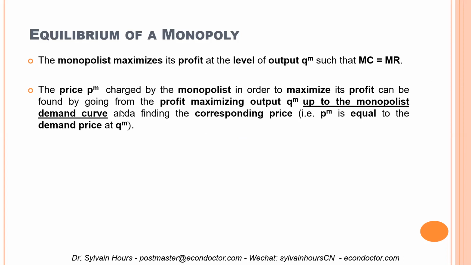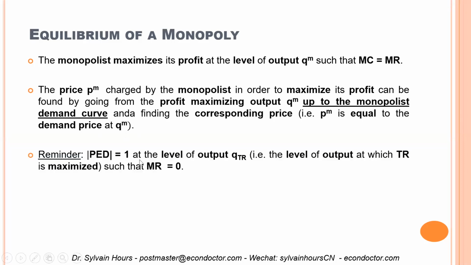If we want to find the price at which the monopolist is going to sell this quantity of output, we start from the profit maximizing quantity, QM, and we go up to the monopolist demand curve, and we find the corresponding price, which means that the price that is charged by the monopolist is simply the demand price at QM. I will explain that in a second once we have the diagram. Okay? All right.